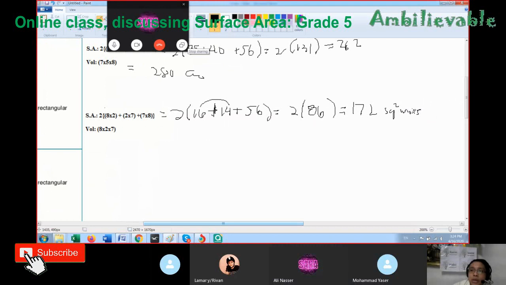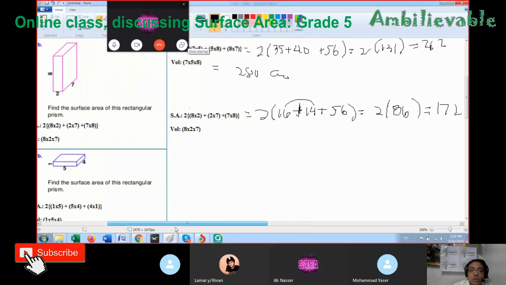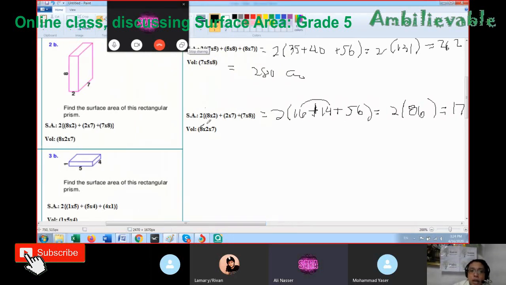Now let us do the volume. 8 multiplied by 2 is equal to 16. 16 times 7 is 112 cubic units. Okay, that's it.